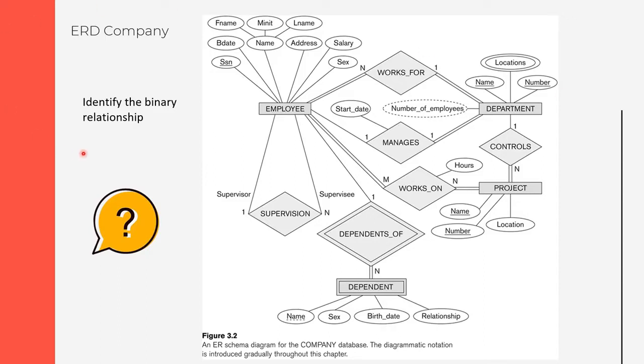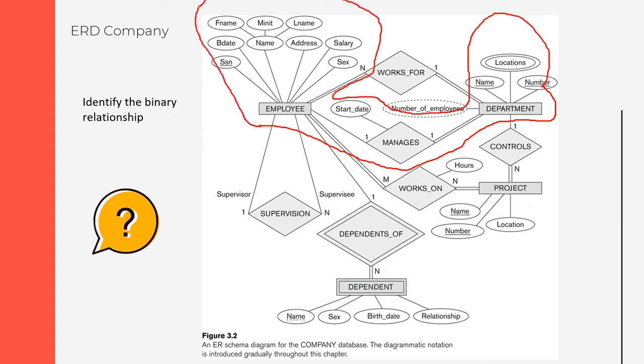First we identify the binary relationship. The binary relationship is 1-to-1. Here we found the relationship 1-to-1: employee manages the department, where the department has a total participation. Let's see how.